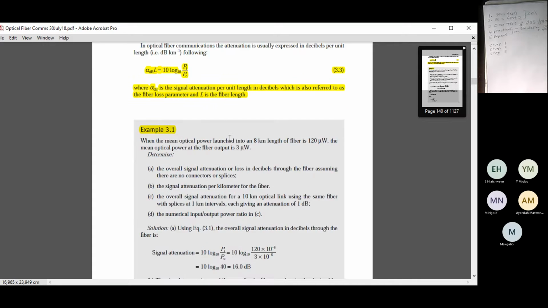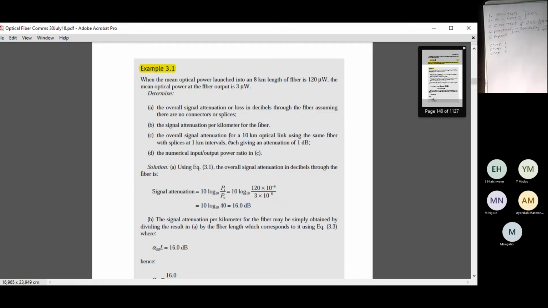Here's an example. It's a nice example. If you do this, you'll understand it immediately. Do this example 3.1. When the optical power launched into an 8 kilometer length of fiber is 120 microwatt, the output is 3 microwatt. So it's 120 over 3. 120 over 3 is 40. So the ratio will be 40.